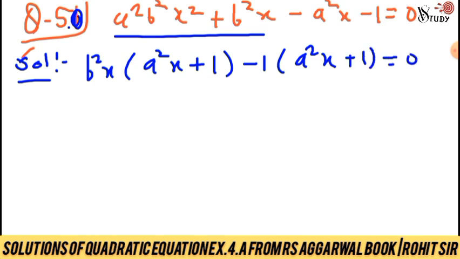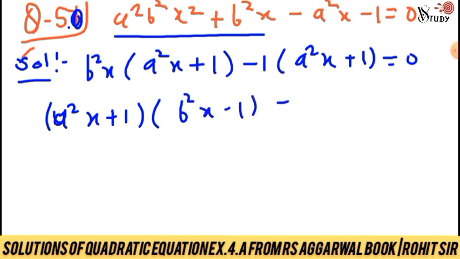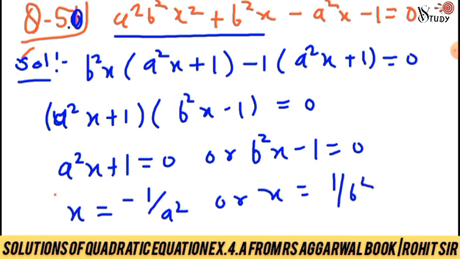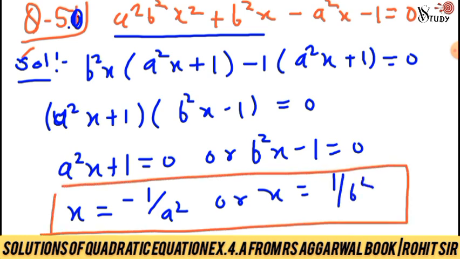Now a square x plus 1 is common in both the terms, then we can write b square x minus 1 is equal to 0. Now put a square x plus 1 is equal to 0 or b square x minus 1 is equal to 0, then x is equal to negative 1 by a square or x is equal to positive 1 by b square, and this is the solution of this quadratic equation.